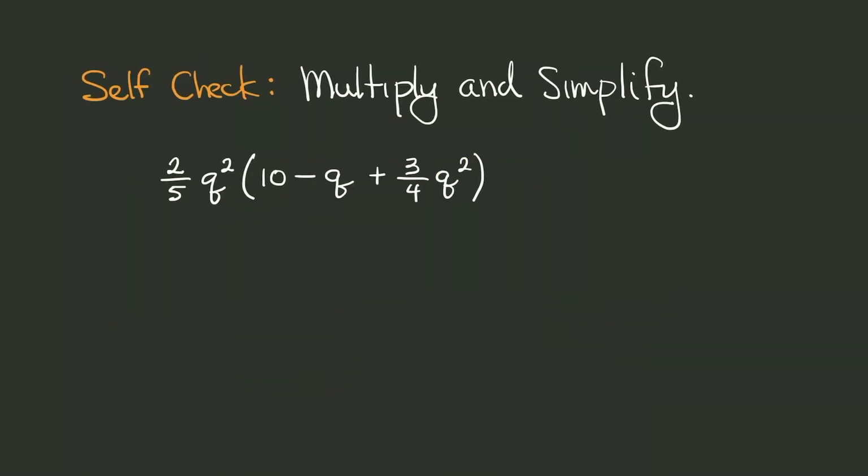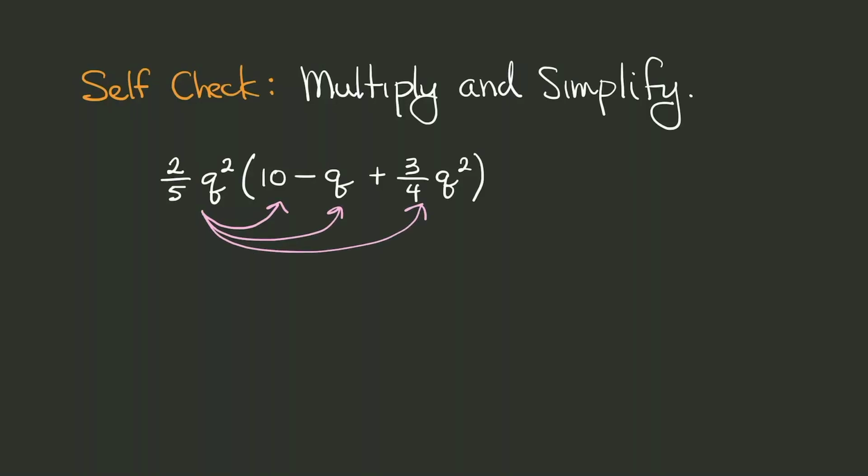Let's do a self-check. Pause the video and work this one out on your own first. Here we're supposed to multiply and simplify. We have 2/5 q squared, and that's supposed to be distributed to the polynomial inside the parentheses. So what we'll do is distribute to each of the terms inside the parentheses and multiply.